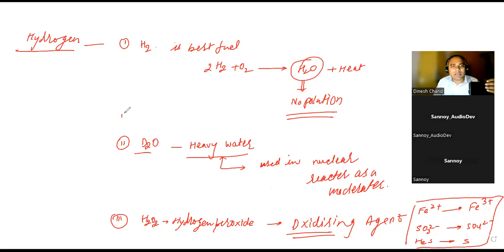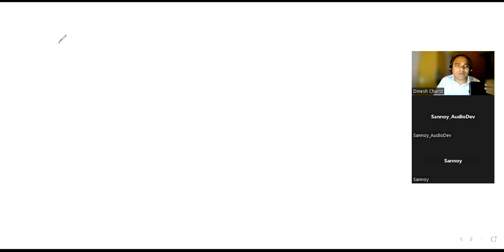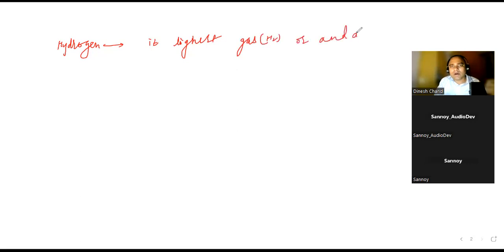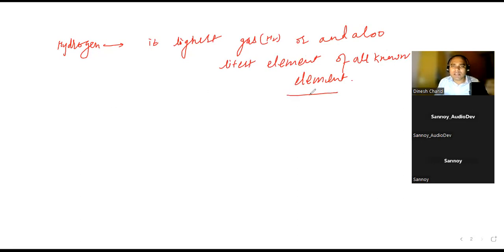One more thing, hydrogen actually gives some other compounds also. So we are talking about hydrogen. First, hydrogen is the lightest gas in the form of H2. And also it is the lightest element of all known elements. Whatever the known elements are, hydrogen is the lightest element.